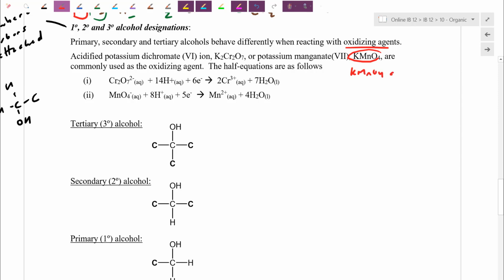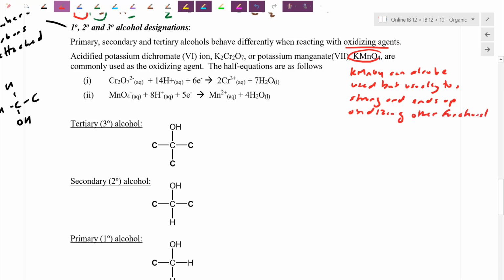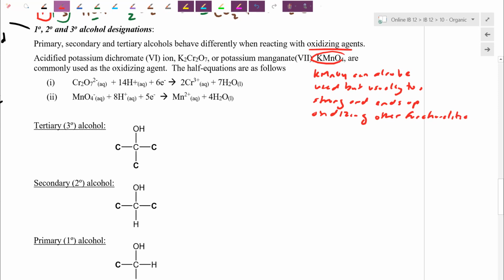KMnO4 can also be used as an oxidizing agent. It itself helps something oxidize. In the process it gets reduced, but it's usually too strong and ends up oxidizing other functionalities, other functional groups before the OH group that I want to oxidize. Okay, so that's why we typically use something a little bit more easy to work with here.